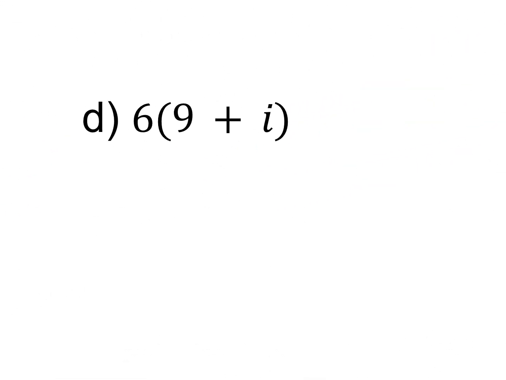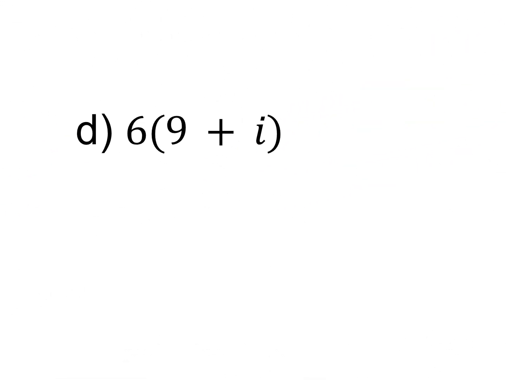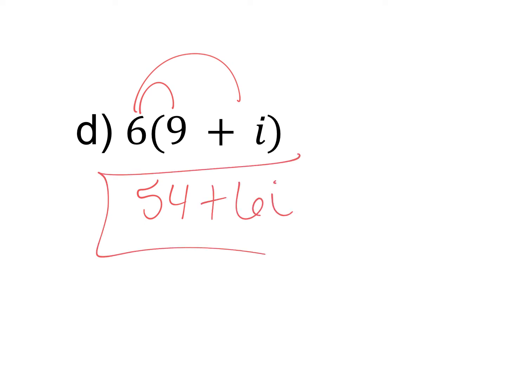Alrighty, D. This one's different, but not too bad. You just need to distribute that 6 in. So that'll be 54 plus 6i. That's it. Can't combine like terms. You're done.